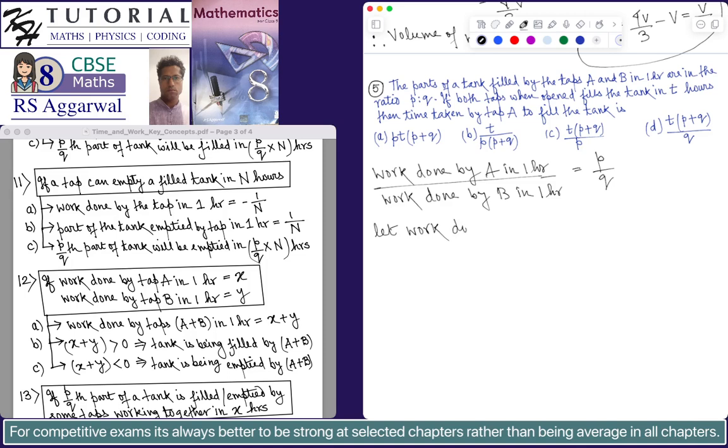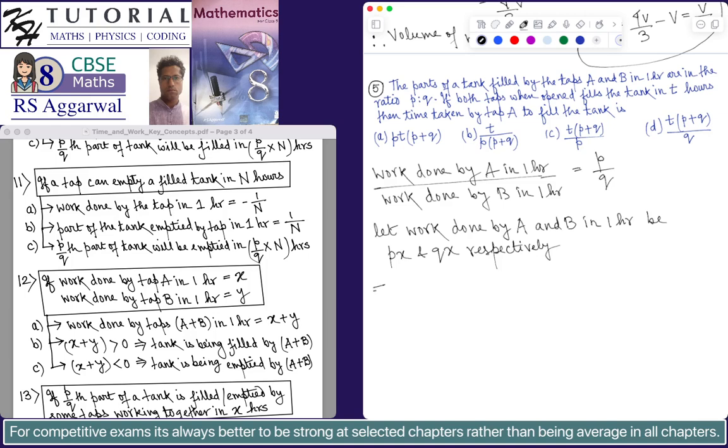work done by A. Remember that work done by A means the amount of the part of the tank filled by A. Since both the taps A and B are inlets, it is given that the parts of a tank filled by the taps A and B, so they are filling the tank. So let work done by A and B in 1 hour respectively be Px and Qx, based on the given ratio. That is, we are assuming that the work done by A in 1 hour is Px and work done by B in 1 hour is Qx. This is based on the given ratio P is to Q.